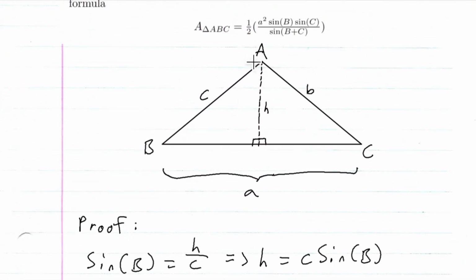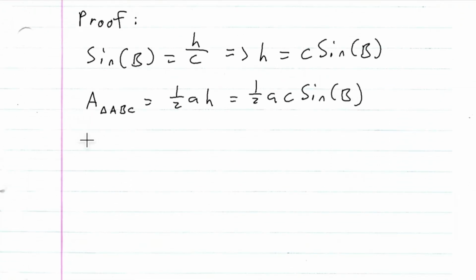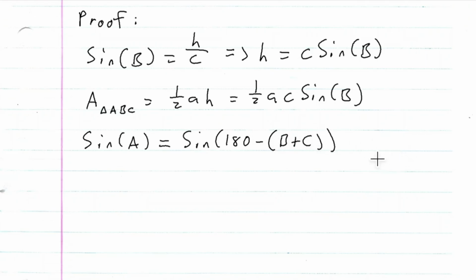Well, I know angle A is equal to 180 minus this angle plus this angle, right? So I know sine of A is equal to sine of 180 minus B plus C, because A is equal to 180 minus B plus C. And we had a special property: sine of 180 minus any angle is just sine of that angle. So we know now that sine of A is just sine of B plus C.